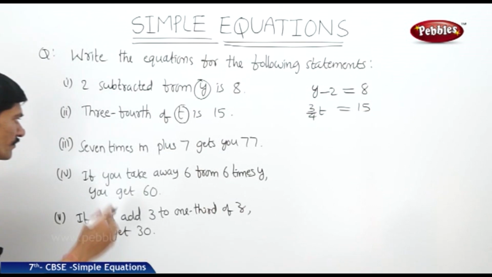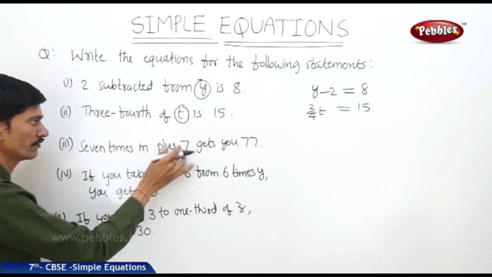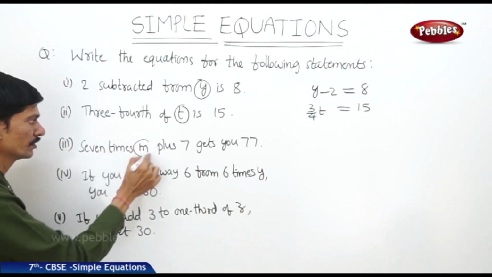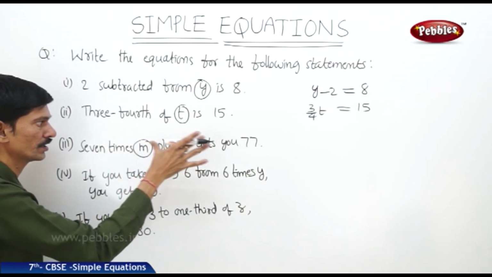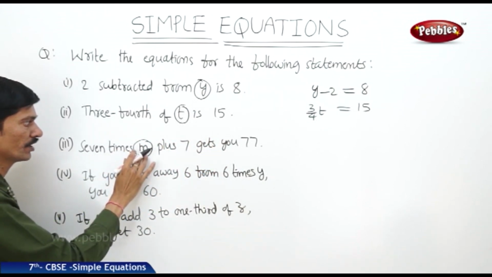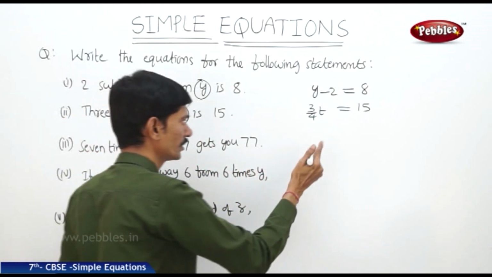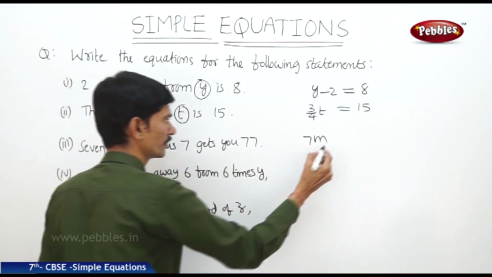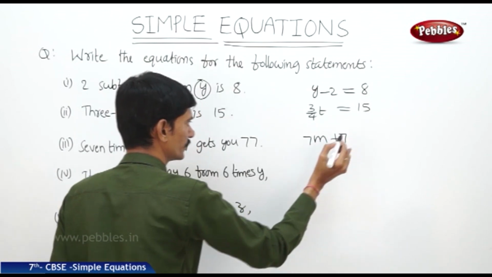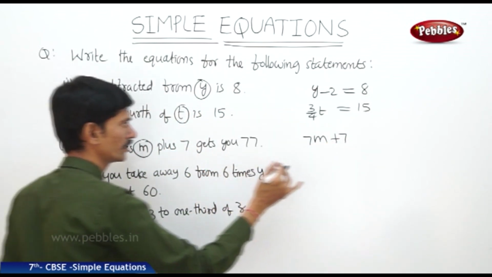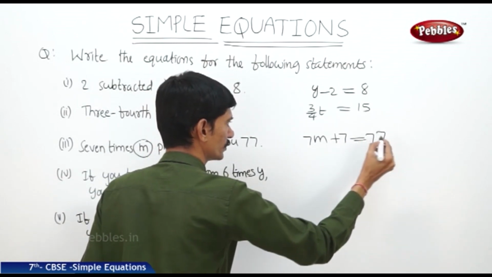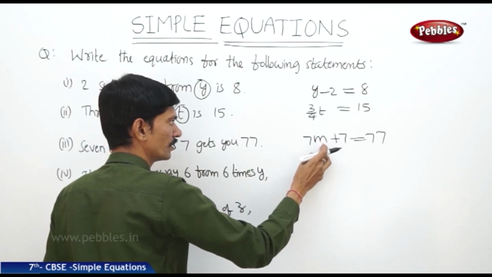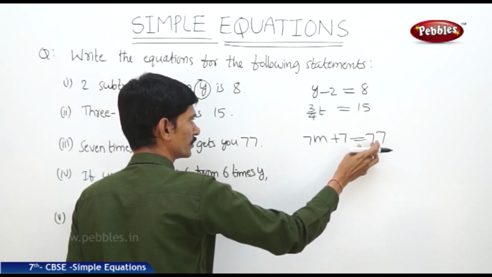Now next statement. 7 times m plus 7 gets you 77. So the variable present in the statement is m. So using the statement we write the equation. So 7 times the variable m means 7m plus 7. So by adding 7 to the product 7m, then you get 77. So this equals 77. So 7 times m plus 7 gets 77.